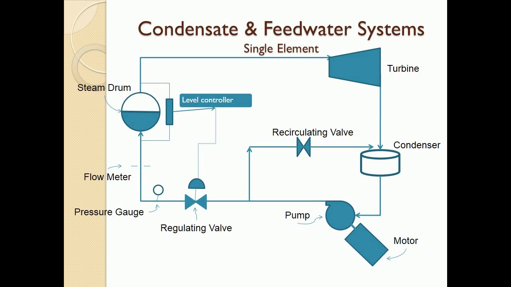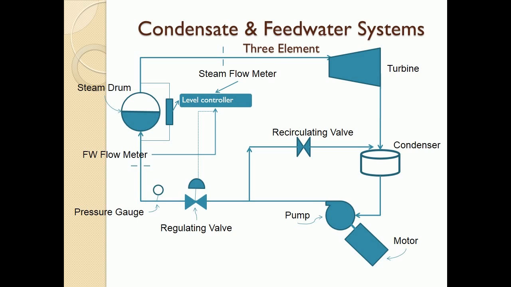Control of the condensate and feedwater systems is important in controlling the level in the deaerator and steam drum. There are 2 types of control of deaerator and steam drum levels. They are single element and 3-element control. Here is shown a drawing of single element control. In this type of control, the steam drum level is the only factor in controlling the feedwater valve. Single element control is used during startup operation.